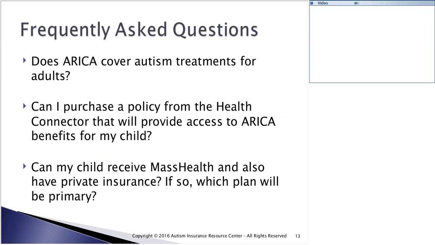So these are some of the frequently asked questions that we get about Arica, which is, does it cover autism treatments for adults? The answer is yes. Can I purchase a policy from the Health Connector that will provide access to Arica benefits for my child? The answer is yes. Can my child receive MassHealth and also have private insurance? If so, which plan will be primary? The answer is yes. If they have private insurance, the private insurance plan will be primary. MassHealth will be the secondary payer, or the payer of last resort if there's sometimes even more than one layer of private insurance.